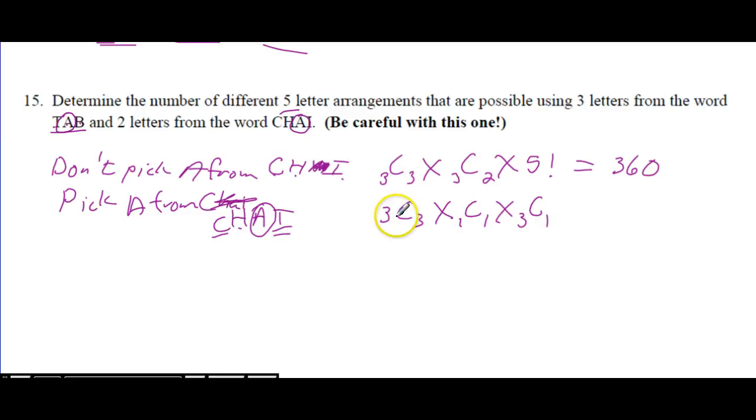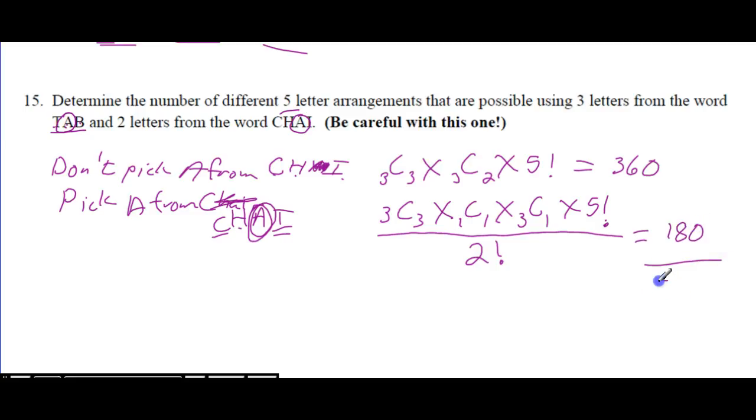And we've got 5 letters, so these are our 5 letters, 3 from tab, the A, and then 1 remaining letter. Those can be arranged 5 factorial ways, but we know that we have a repeating letter, because we have the A here, and we have the A from up here, so the 2 A's requires us to divide by 2 factorial, and this works out to 180, giving us a total of 540 possible different arrangements.